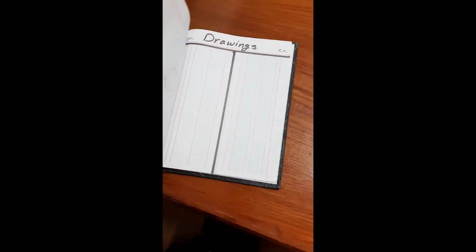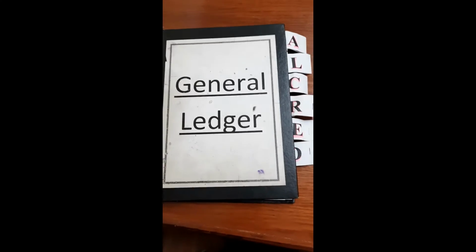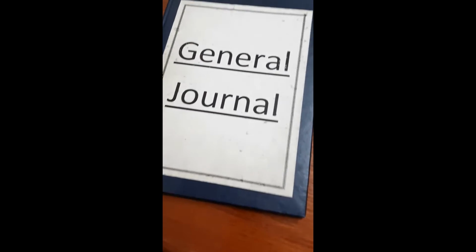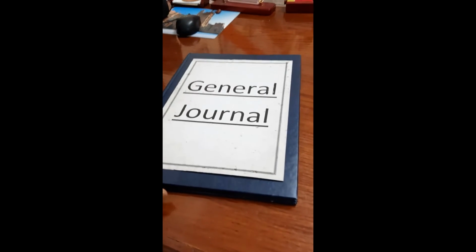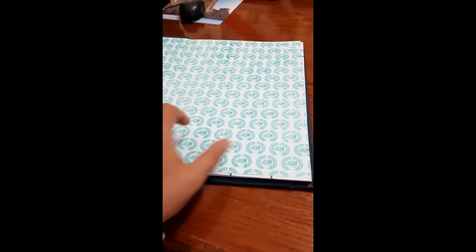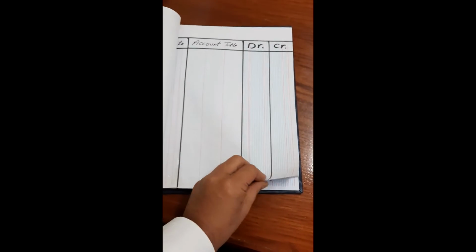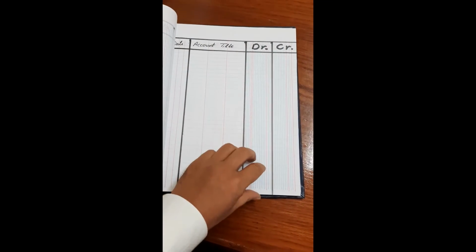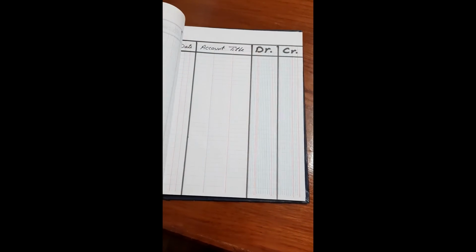The general journal is not classified at all. The general journal is a very simple record, which is divided in the form of a table of 4 columns: date, account title, debit and credit, to journalize the business transactions on a daily basis.